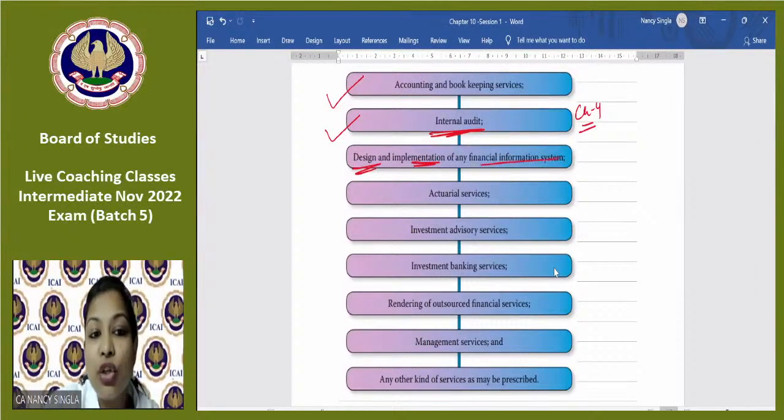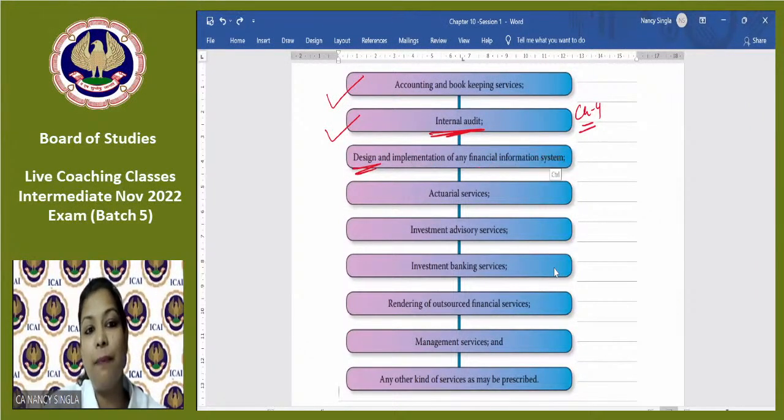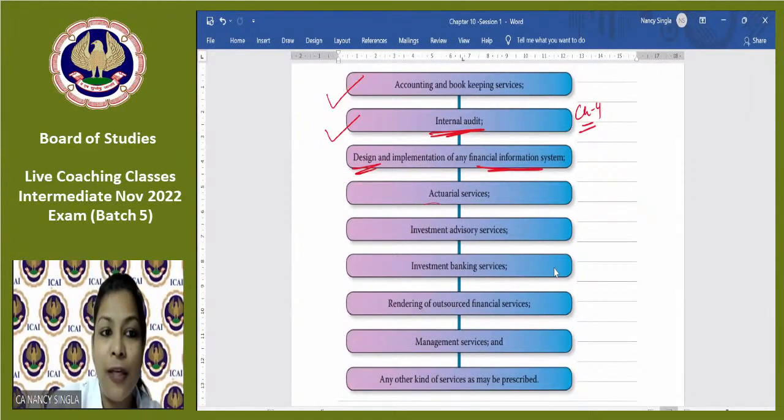Design and implementation of any financial information system. The financial information system will generate the financial information, so if you are involved in that, you cannot be appointed as the statutory auditor of the company.